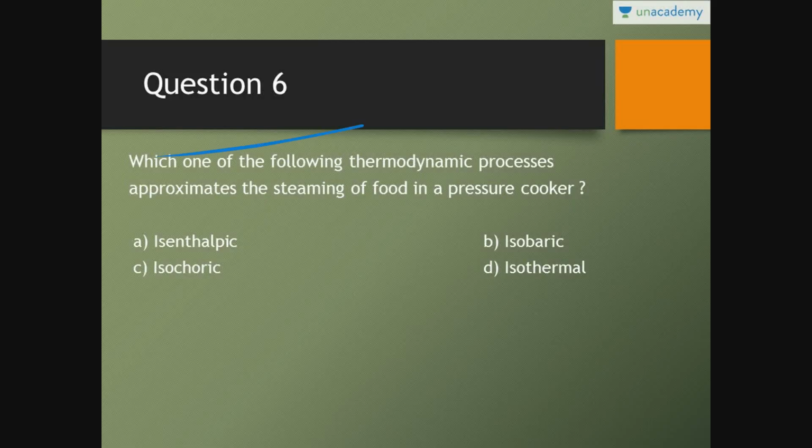Question number 6. Which one of the following thermodynamic processes approximates the steaming of food in a pressure cooker? A pressure cooker is not constant pressure, because whenever the whistle blows, the pressure releases. It is not isothermal. It is a constant volume process, which is isochoric. Isenthalpic is constant enthalpy; isobaric, constant pressure; isothermal, constant temperature; and isochoric is constant volume. So it is a constant volume process.